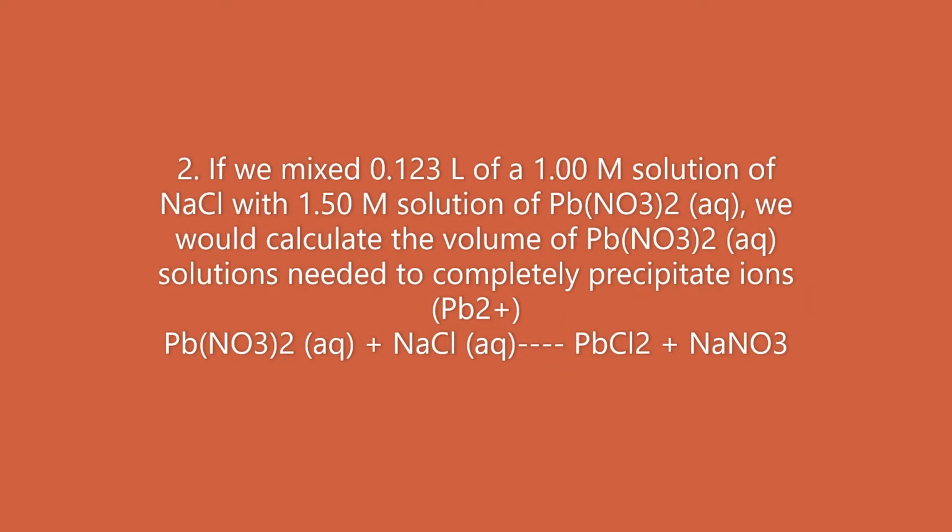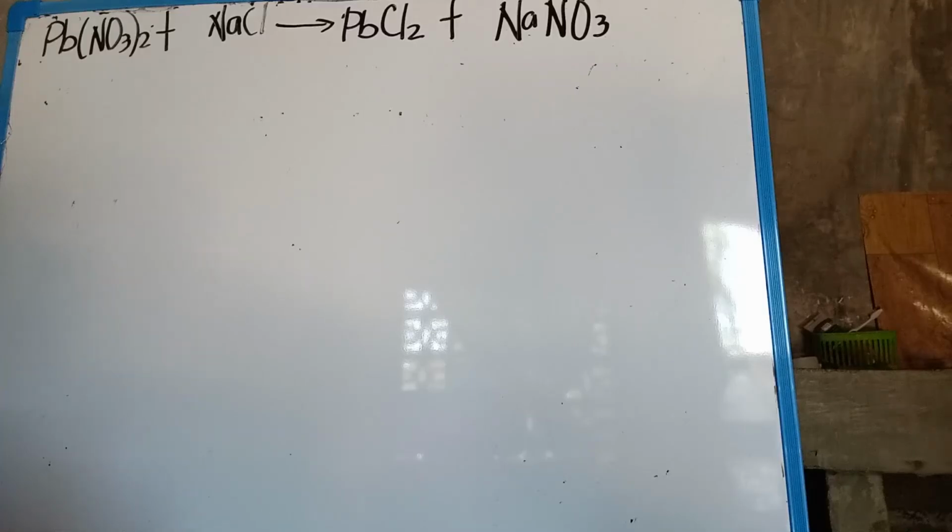If we mix 0.123 liter of a 1 M solution of sodium chloride with a 1.50 M solution of lead nitrate, we would calculate the volume of the lead nitrate solution needed to completely precipitate the ions. So our goal here is to precipitate the ion.